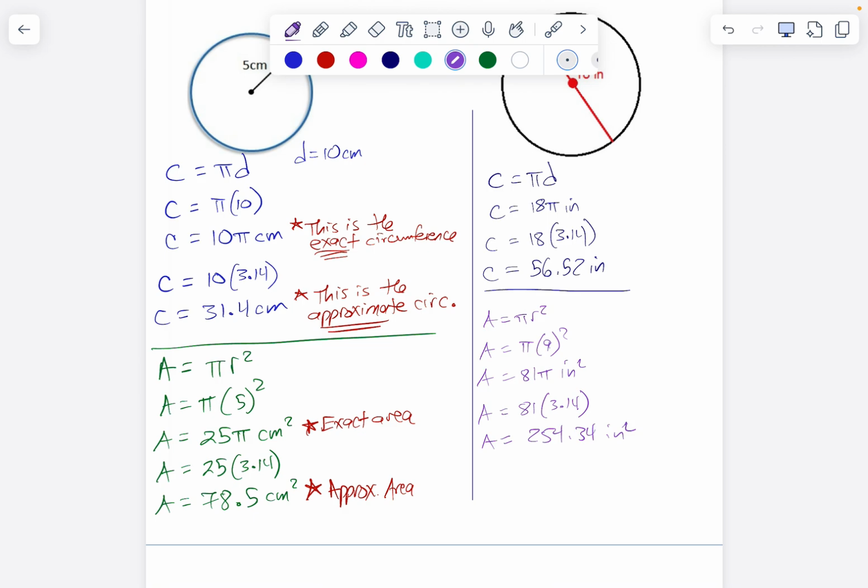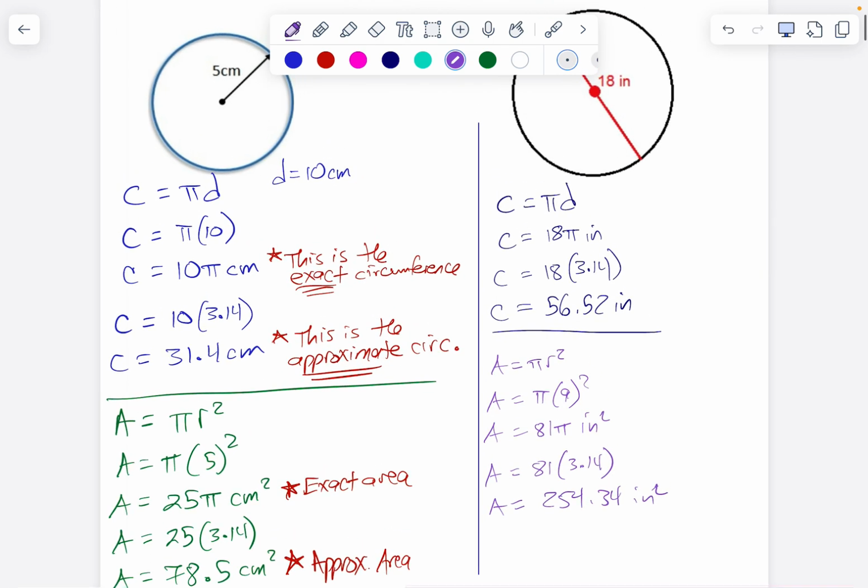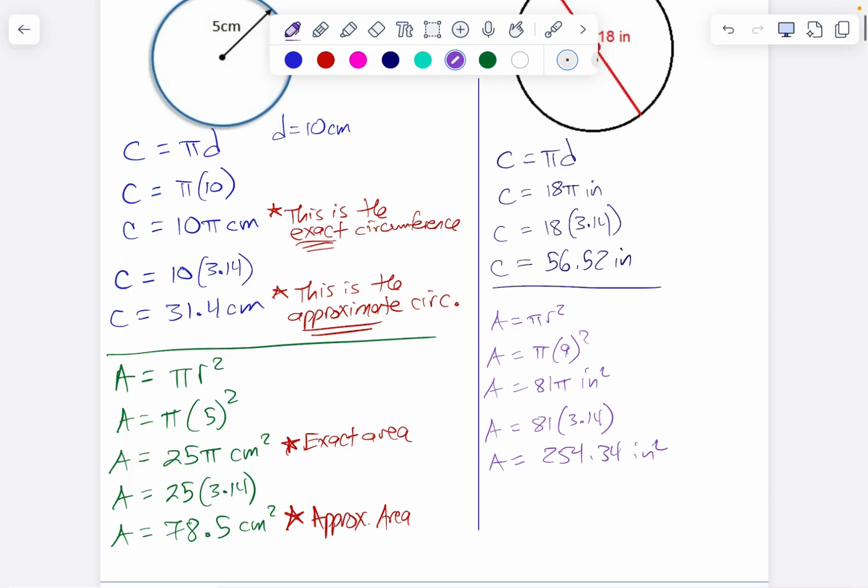There's your check. 18 pi for exact circumference, 18 pi inches, and then 56.52 inches for approximate. And then for the area, 81 pi square inches for exact, and 254.34 square inches for approximate. Good? When do you use exact?